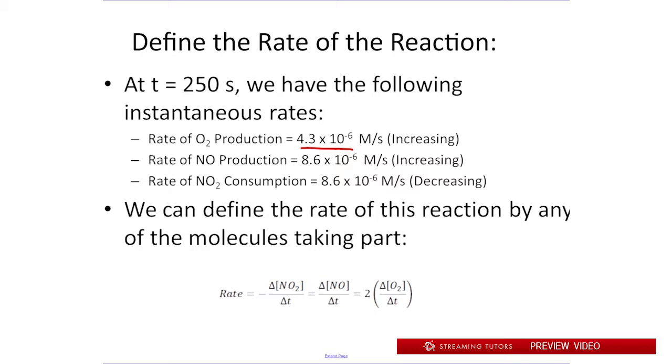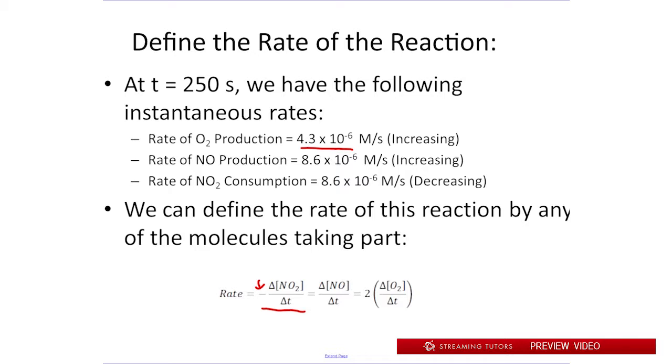It's just important to remember that the products are increasing their concentration. The reactant is decreasing its concentration. Okay, so let's define the rate in terms of the change in concentration of these species. Let's say rate is equal to the negative change in NO2 over the change in time. What we can also say is that number is going to be equivalent to the positive of the change in NO over time. We have this negative sign here for NO2 because it's decreasing.